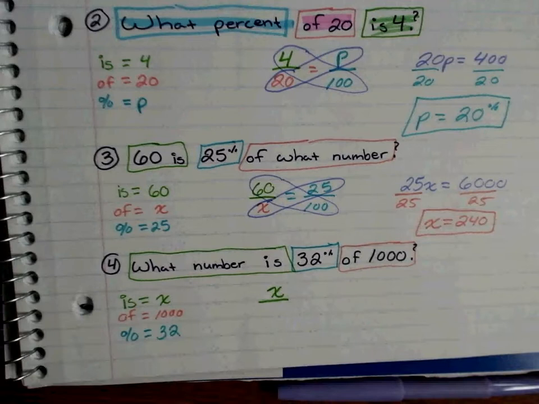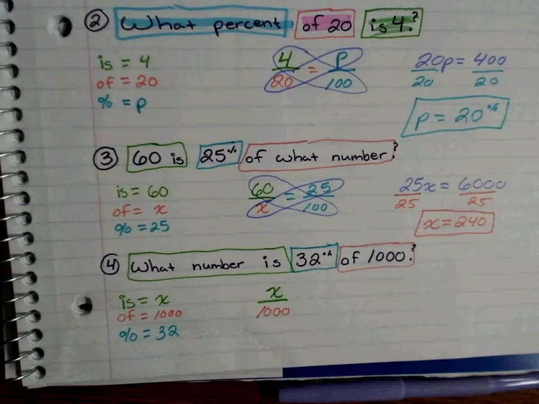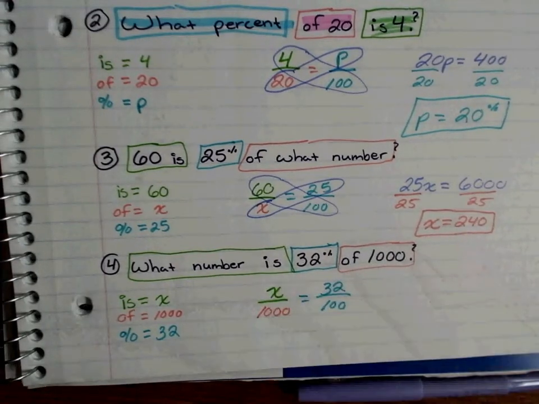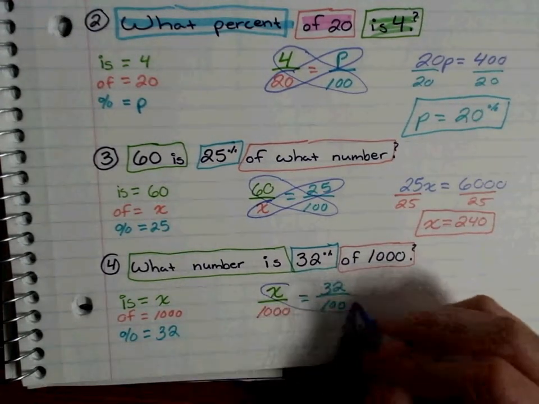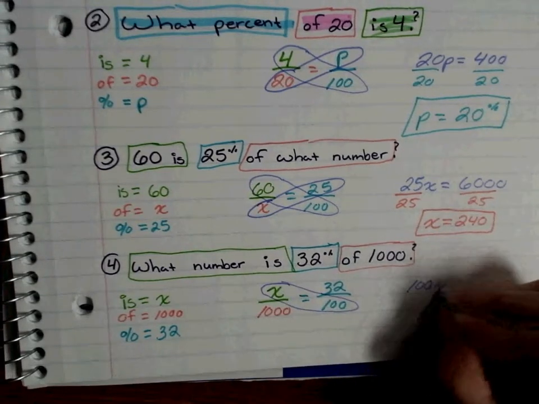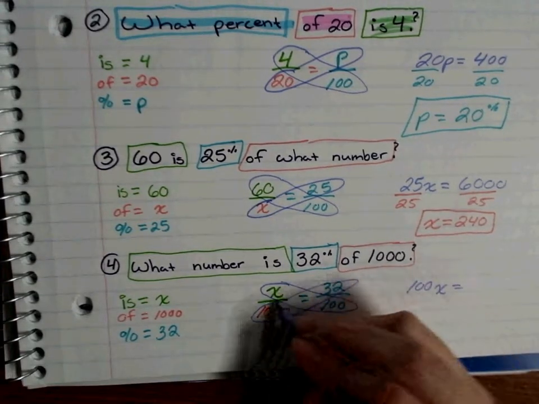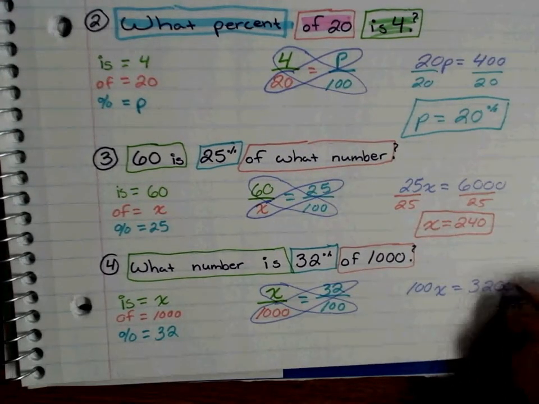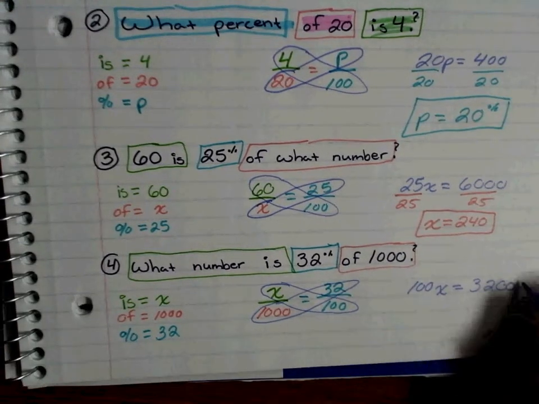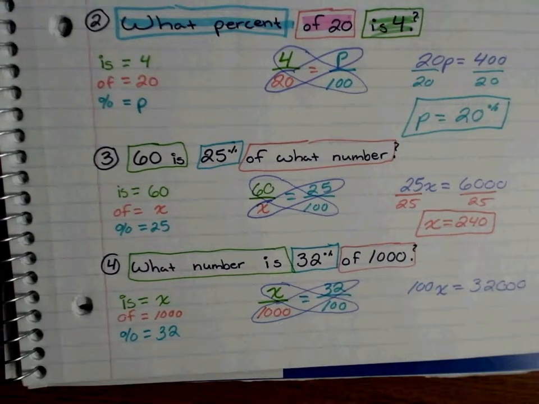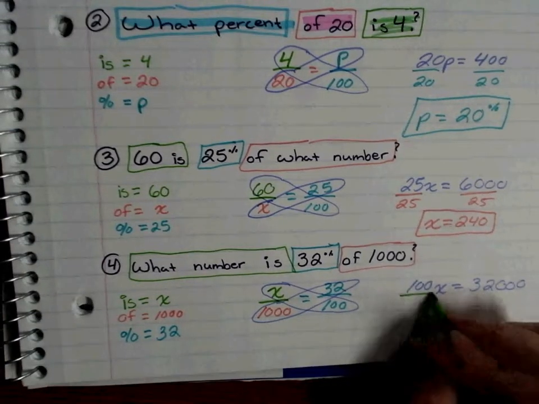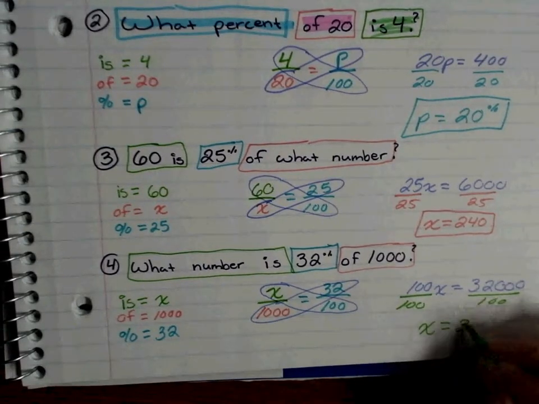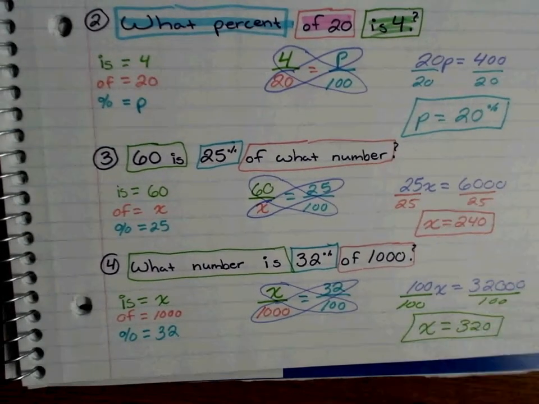Okay, so we set it up. X over 1,000, right, is over of equals the percent, 32, over 100. And then we do our cross product. So we're going to multiply 100 times the x to get 100x. We're going to multiply 1,000 times the 32 to get 3,200. Or sorry, no, 32,000. And then we're going to divide both sides by 100. And we're going to get that x is equal to 320.